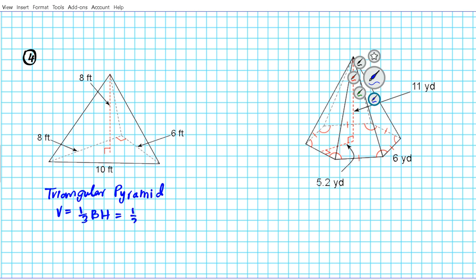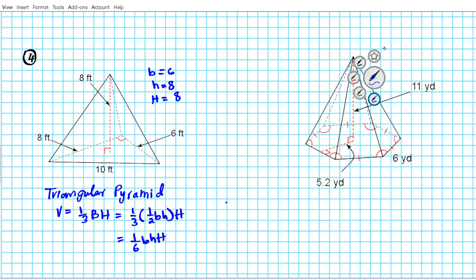Here we have 1/3, the area of the base is half b h, times big H. And remember we simplified this earlier into 1/6 times little b, little h, big H. In this particular triangle, little b is 6. If that's little b, then the height is the side perpendicular to it. So little h is 8. And then big H, the altitude or height of the pyramid itself, is also 8.